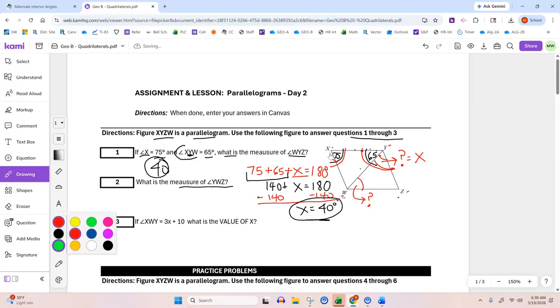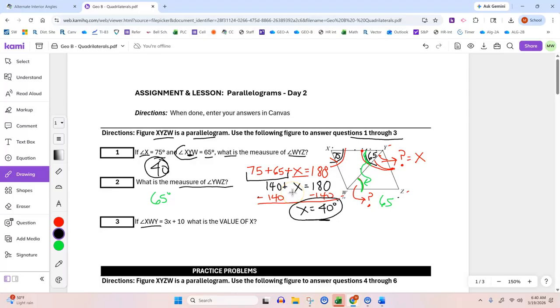Let me use this one, right? So this angle here is the same. It's on the other side of the diagonal as this angle here. So that means that's also going to be 65, okay? So that's going to be 65. Okay? Okay, good.